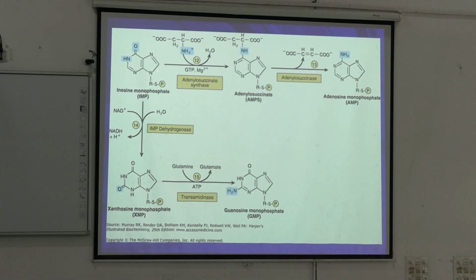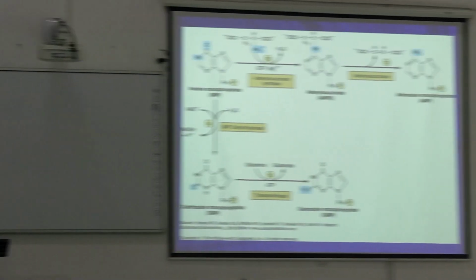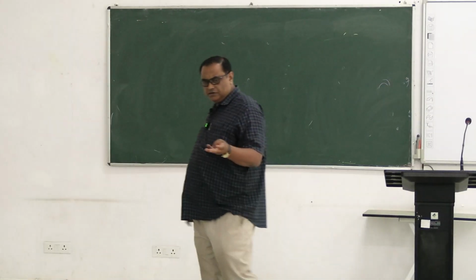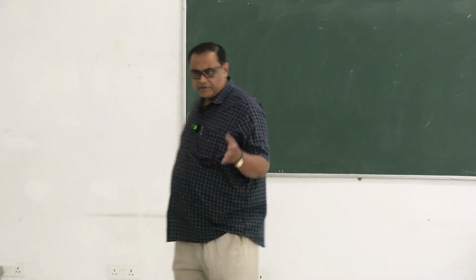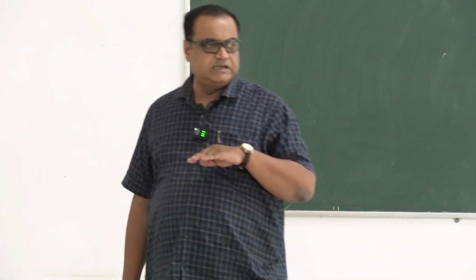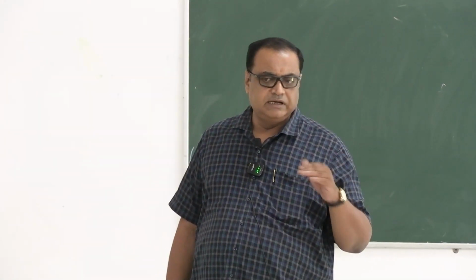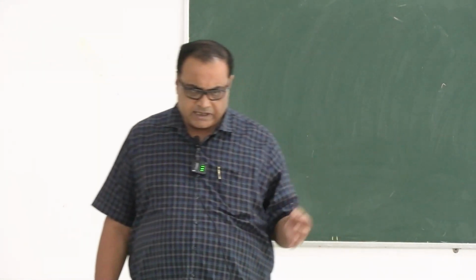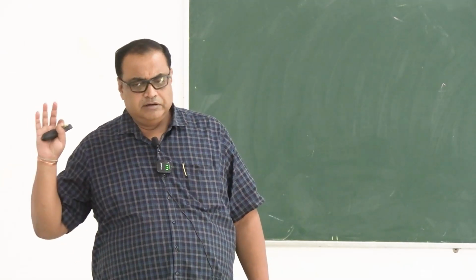Then on this side, again aspartic acid is added and fumaric acid is removed. So, adenylosuccinate synthase and adenylosuccinate lyase. Left hand side: IMP dehydrogenase, transamidinase. Right hand side: adenylosuccinate synthase, adenylosuccinate lyase. Add one aspartic acid, remove one fumarate.